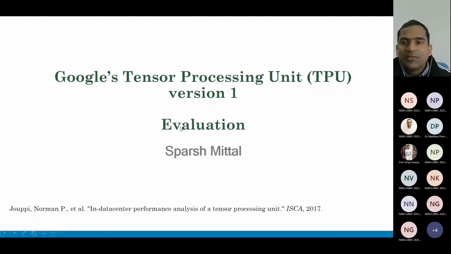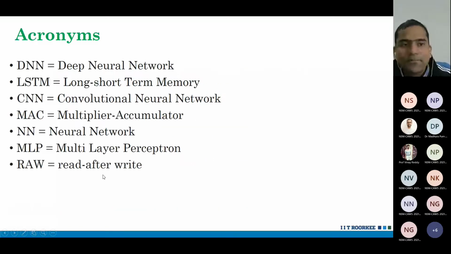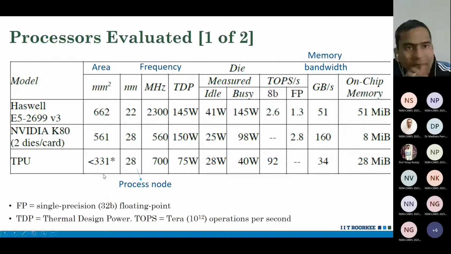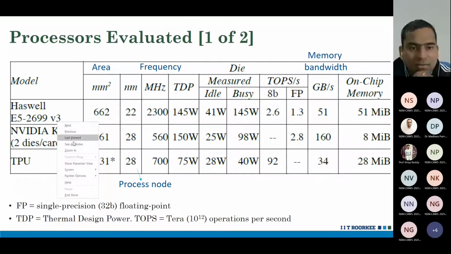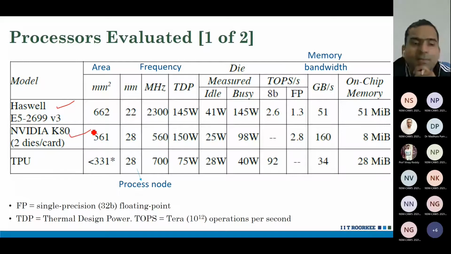Okay, now let us see the evaluation results of TPU version 1, which is from this paper. The presentations I have made are mostly from this paper. Here we have the CPU I was talking about, this GPU, and this is the TPU. Here the area of TPU is just half of the CPU.